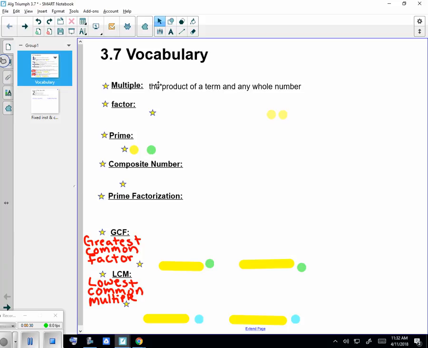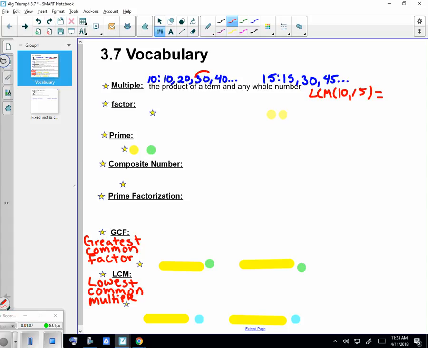Multiple: the product of a term and any whole number. We can find the multiples of 10. They are 10 times 1 is 10, 10 times 2 is 20, 10 times 3 is 30, 10 times 4 is 40, and so forth. We can find the multiples of 15. 15 times 1 is 15, 15 times 2 is 30, 15 times 3 is 45, and so on. Which means we can find the lowest multiple they both have in common. The LCM of 10 and 15 is 30.